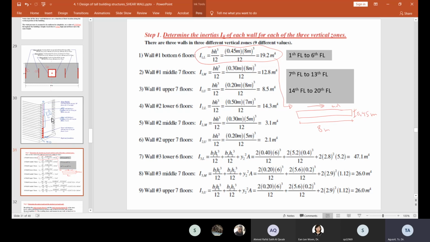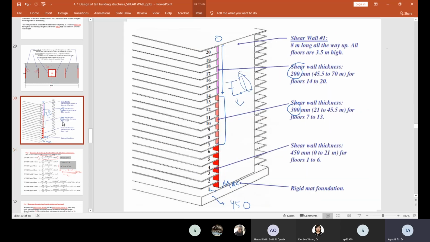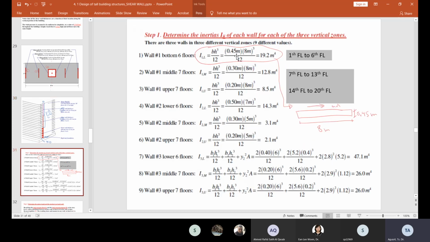Because you can see here for wall one, they have 3 different thicknesses. From first floor to sixth floor has 450, 7 to 13 has 300 mm, and then 14 to 20 has 200 mm thickness. So the I for these three different thicknesses will be different. You can see here, this is the I.